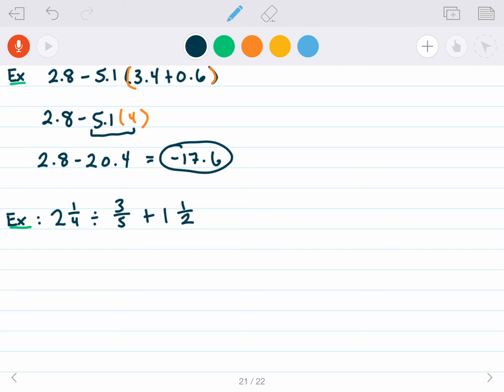All right, let's do an example where we have fractions. So what I like to do again is change all my mixed numbers to improper fractions. So 2 1/4, 2 times 4 is 8, plus 1 is 9/4. Okay, so that's changed, that's good. And then 1 1/2, 1 times 2 is 2, plus 1 is 3/2. All right, so that's cool. So it's all changed. We didn't really do any order of operations yet. Now PEMDAS says to do division before addition. So we have to do 9/4 divided by 3/5 first. So we have keep the first times flip.